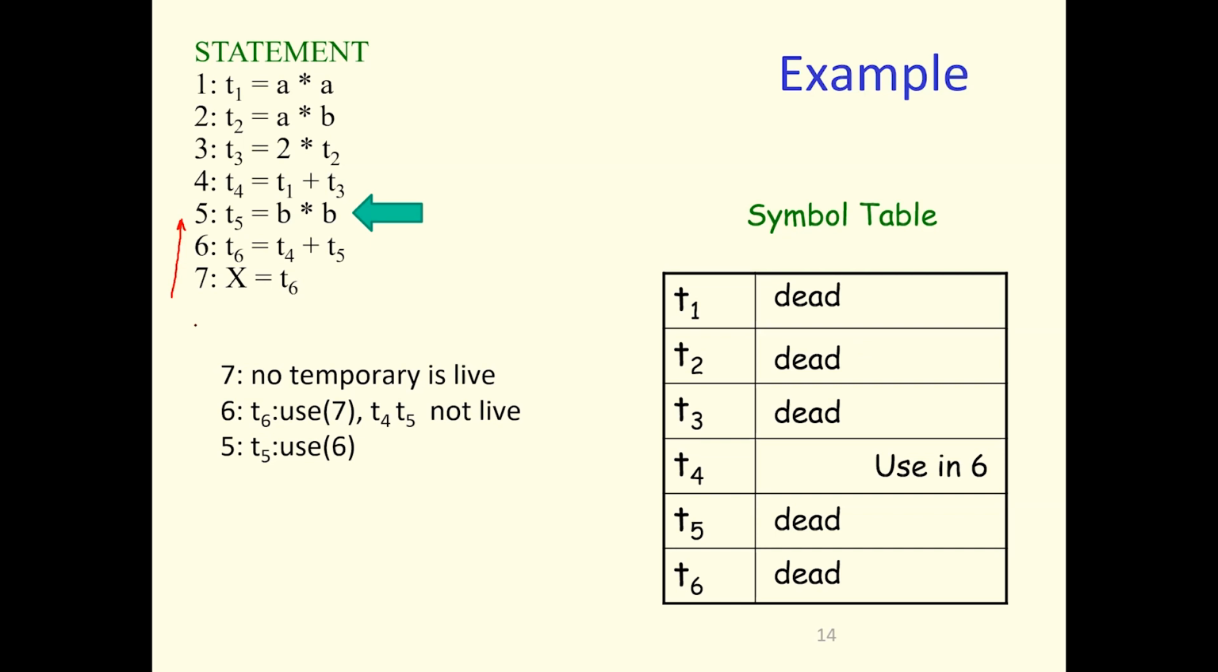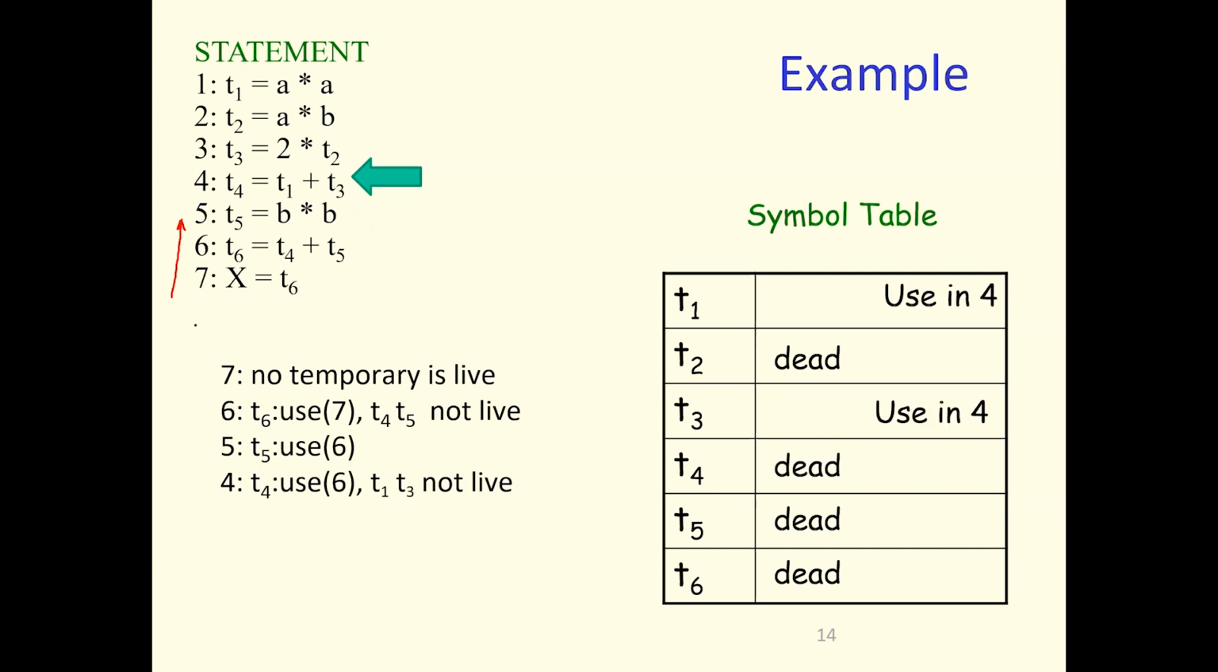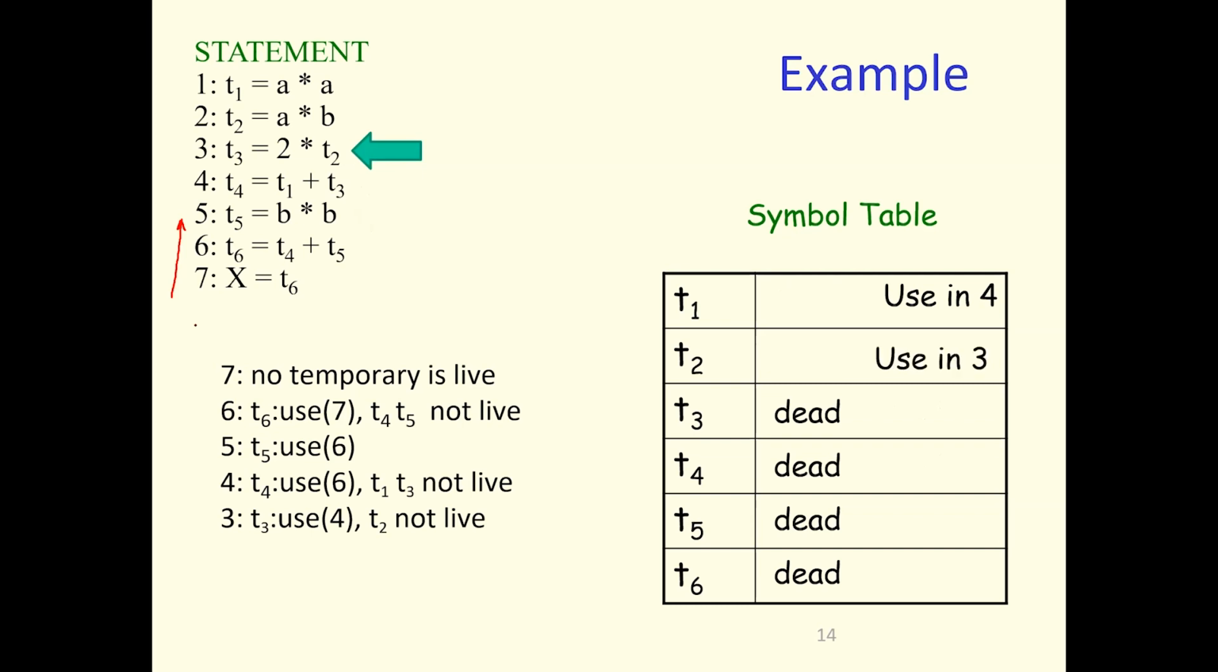Okay. Line 4, I need information about T4, T1, T3. And then I update the symbol table. T4 is dead, T1, T3 are used. Now T3 and T2. So T3 is used, T2 is dead. But after this also, T3 becomes dead. And I keep doing this.